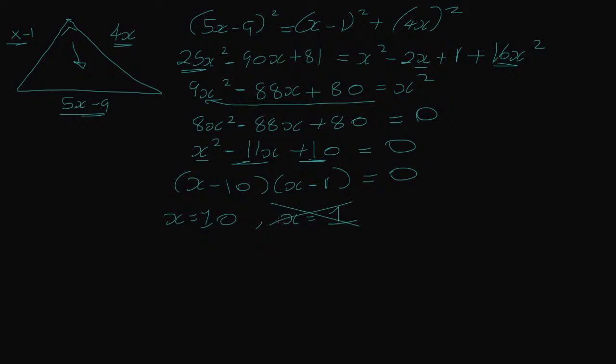And we'd have to cross out this because x can't equal 1, because up here we have x minus 1, and therefore we'd have one side that's equal to 0, which wouldn't make any sense because sides can't be equal to 0 on a triangle, because then there'd be no length on it. Okay, so we have x equal to 10 as our answer.